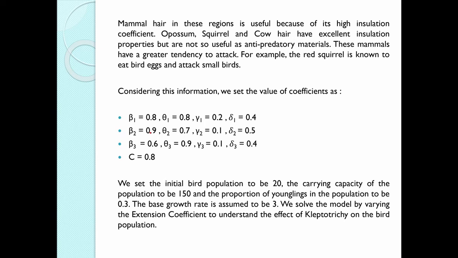We also set the initial bird population to be 20, the carrying capacity of the population to be 150, and the proportion of younglings in the population to be 0.3. The base growth rate is assumed to be 3, and we solve the model by varying the extension coefficient to understand the effect of kleptotrichia on the bird population.